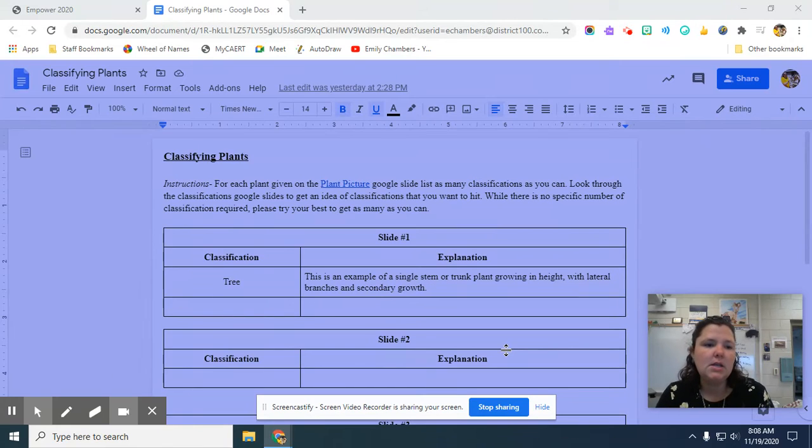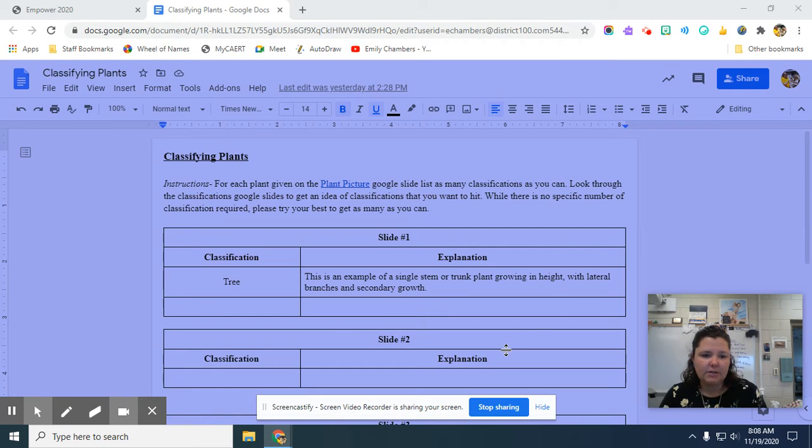All right, guys, so this is the assignment called Classifying Plants. Just to give you a heads up, I shouldn't say it's an assignment, it's an assessment. So if you look on Empower, this has a green check mark for a photo, so it's going to count towards your plant taxonomy standard.